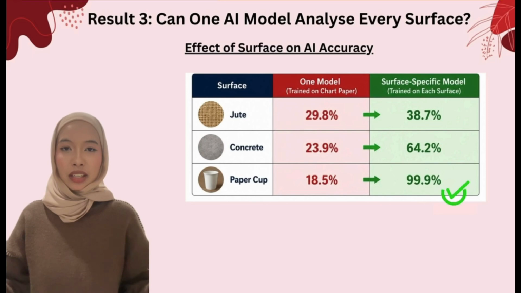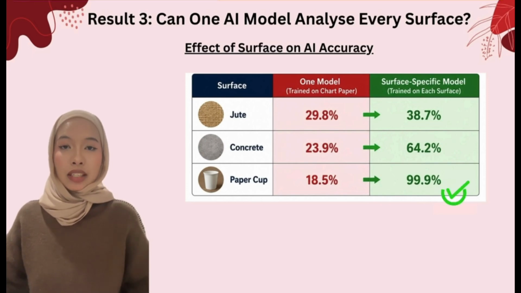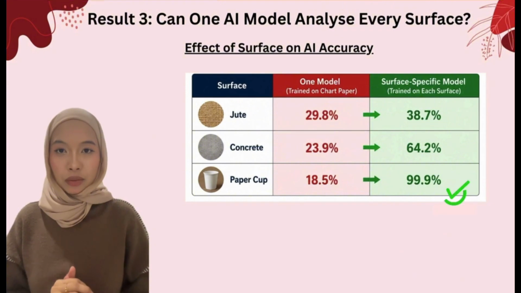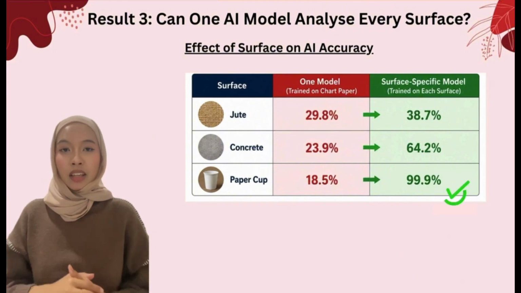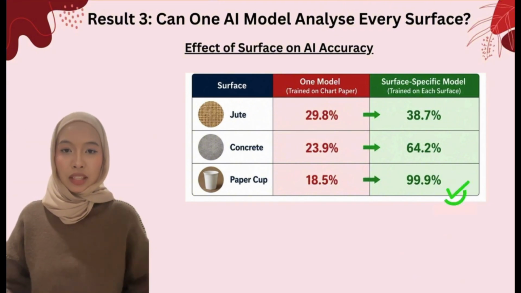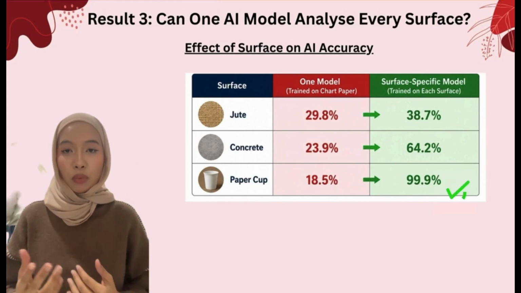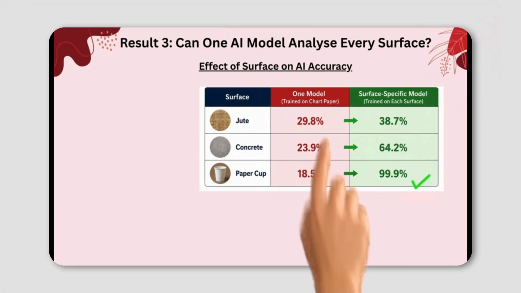Then, the researchers trained a separate AI model for each surface. The accuracy improved a lot, especially on paper cup where it reached 99.9%. This shows that using a surface-specific AI model gives much better results than using one model for all surfaces.